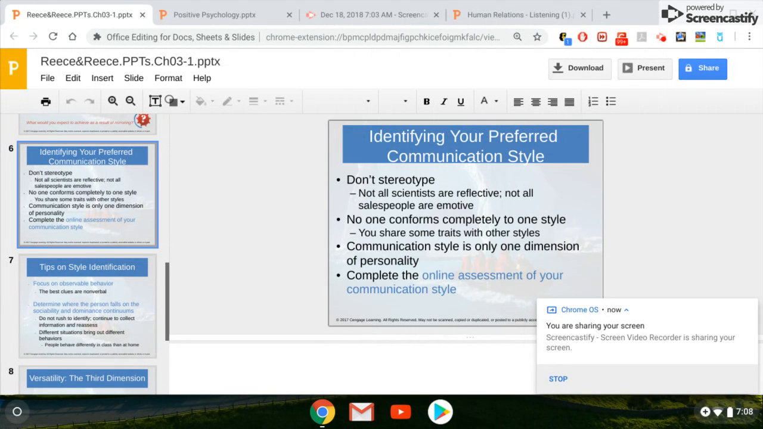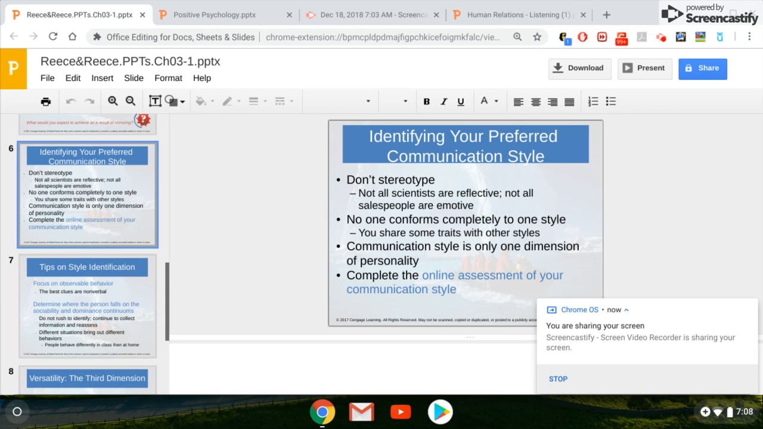Identifying your preferred communication style. Don't stereotype. Not all scientists are reflexive. Not all salespeople are emotive. No one conforms completely to one style. You can share some traits with other styles.